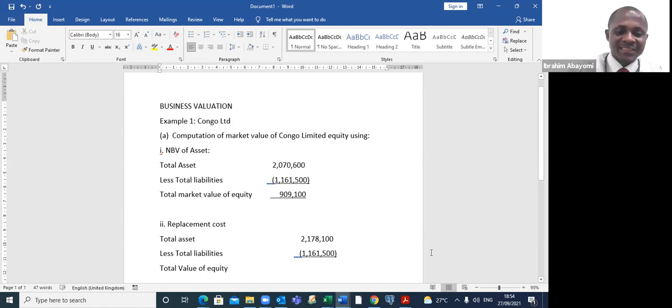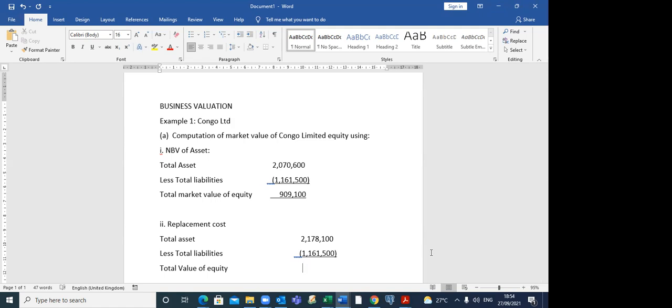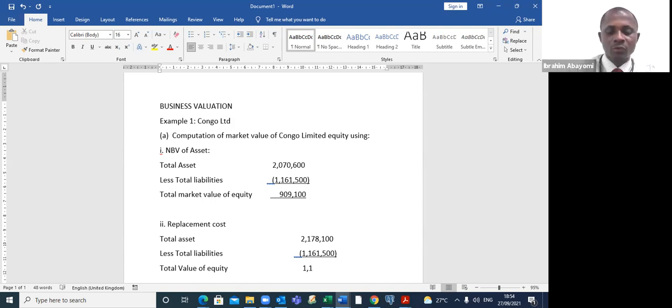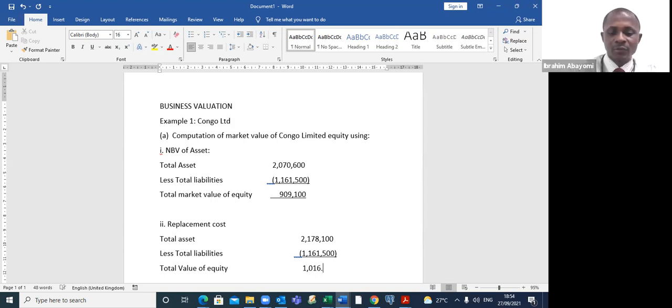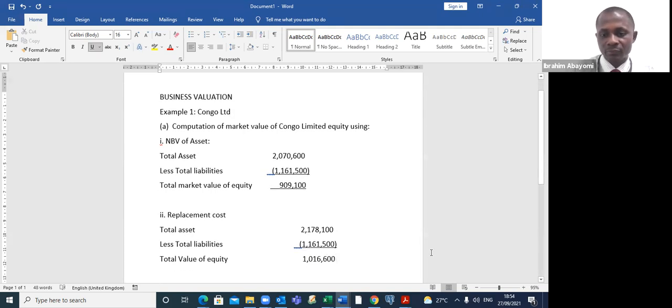So what do we have as the net? 1,016,600. That's the total market value of equity.